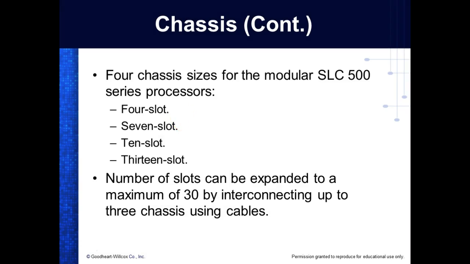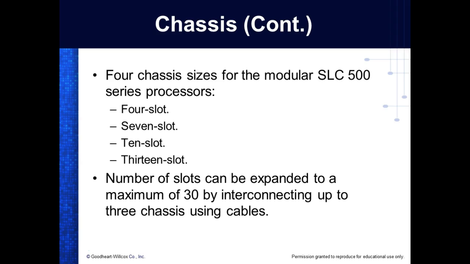So 4 slot, and they're talking about the 500 series. So we can buy these 4 slots, 7 slots, 10 slots, and 13 slots. If you buy the 4 slot though, you're only going to get 3 for your I/O modules, right? You understand that? Why? CPU. Yeah, the CPU occupies 1 slot. CPU always occupies slot 0.